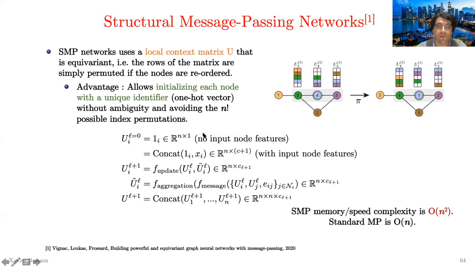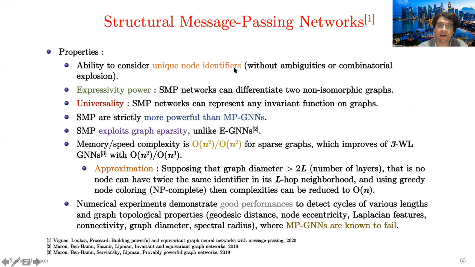The implementation is like message passing graph neural networks, which is here. The way you can be equivariant with respect to the node identification is by augmenting with a matrix here. The price that you need to pay is to go from linear complexity to n square complexity. The property which is very nice is that you have a unique node identifier by using the node indices without ambiguities and without combinatorial explosion.